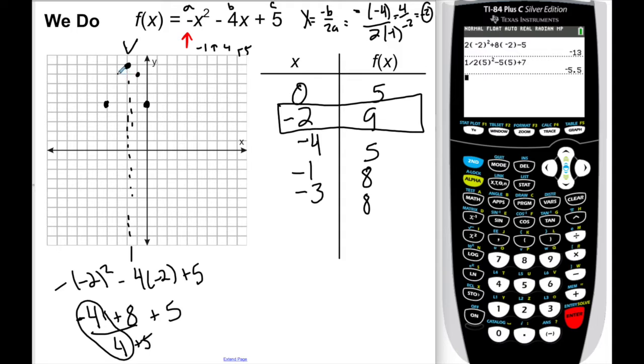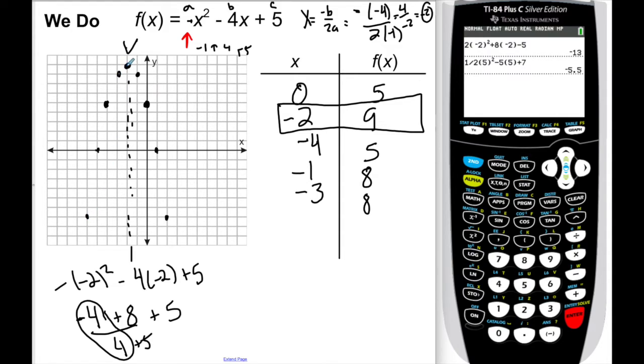Now, notice I'm going down by 1. So the 1, 3, 5 pattern looks like it's playing out, but it's going down. Instead of going up 1, 3, 5, because this is a negative, it's going down. 1, 3, 5, 7.